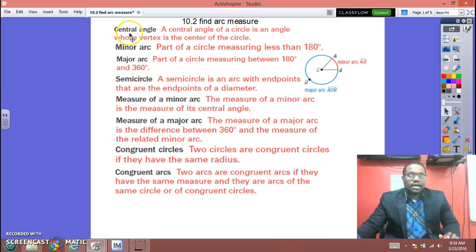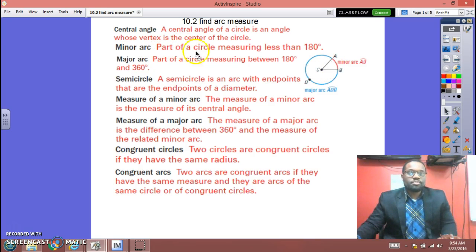Central angle. A central angle of a circle is an angle whose vertex is at the center of a circle. In this instance, this is a central angle. Vertex is at the center of the circle. A central angle, kind of named it because it's at the center of a circle.